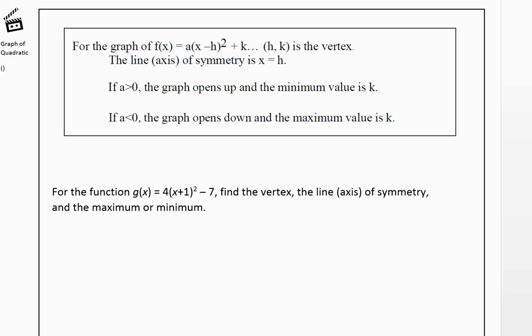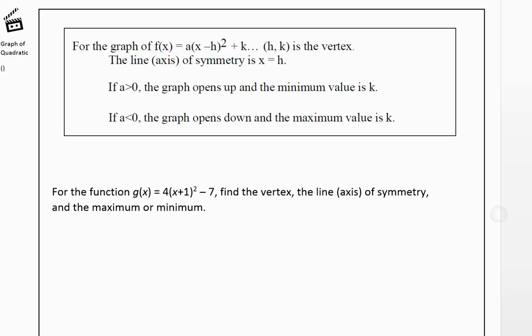Now the reason we like this is because if we take the opposite of the number inside the parentheses, that's the x coordinate of the vertex. And the number that's added at the end, that's the y coordinate of the vertex. The axis of symmetry will always just be x equals that x coordinate of the vertex. And if your a is positive, the graph is opening up and you have a minimum. And if a is negative, you have a maximum.